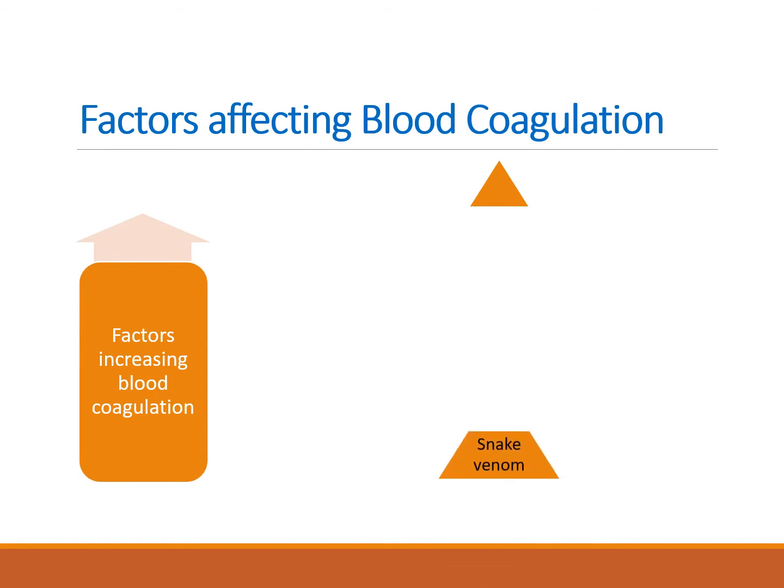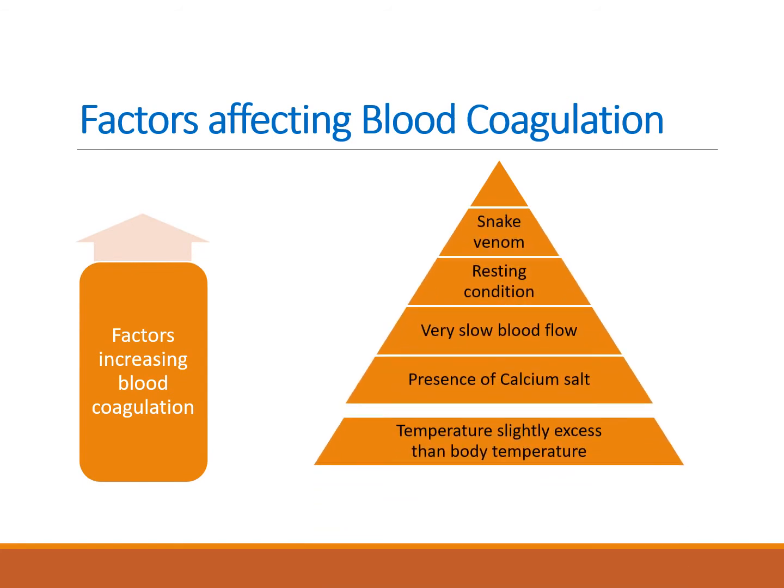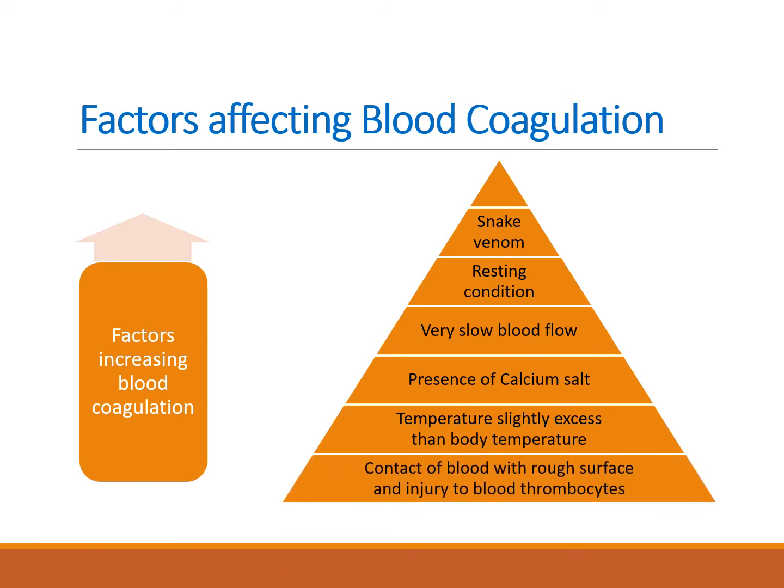Now we'll move on to the factors affecting blood coagulation. Firstly, we'll study the factors that increase blood coagulation. The factors are snake venom, resting condition, very slow blood flow, presence of calcium salt, temperature slightly in excess of the body temperature, contact of blood with rough surface, and injury to blood thrombocytes.